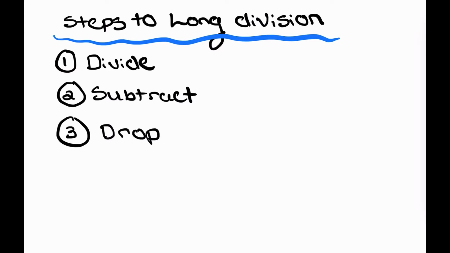Okay, so in this video, we're going to be doing long division. Specifically, we're going to be doing ones without remainders and then with remainders. And both of those types of problems are going to use these three steps here. So we have dividing, subtracting, and then dropping a number.